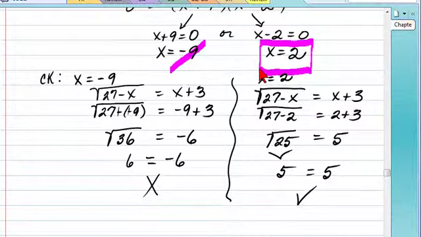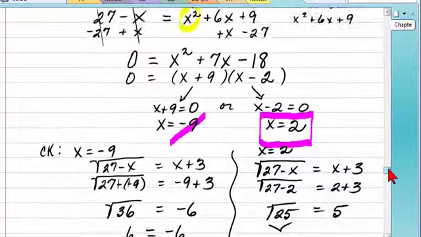There's a possibility that they both check. There's a possibility that one checks like it did in this one, and there's a possibility that nothing checks and you get no solution. And I can't tell when I look at a problem what's going to happen. I have to physically go in there and do the problem.